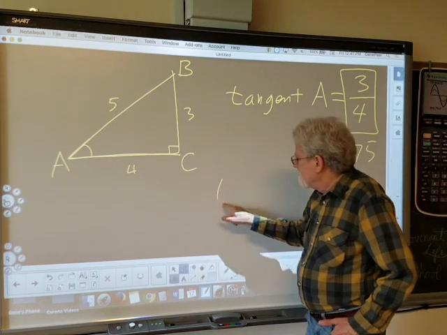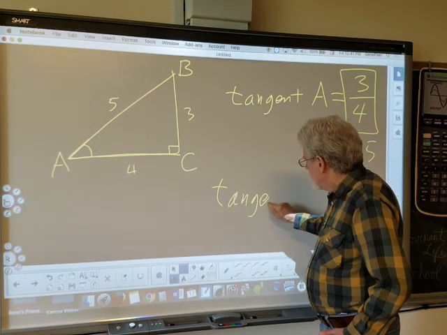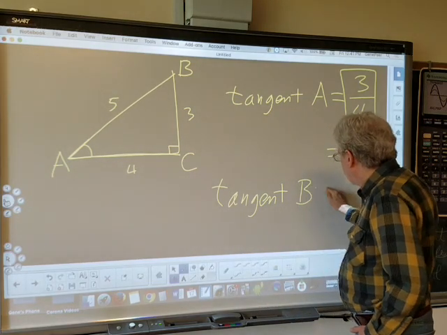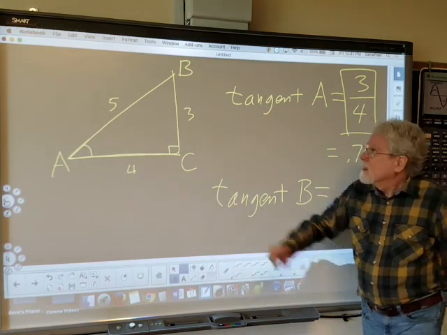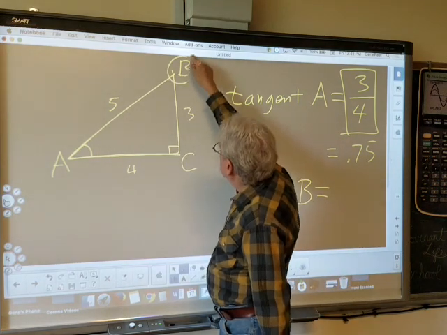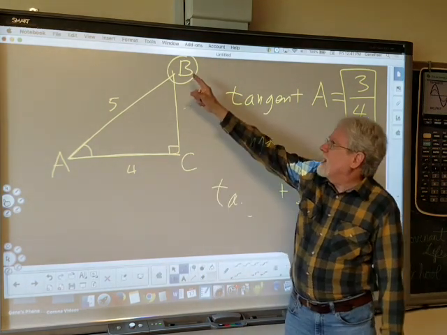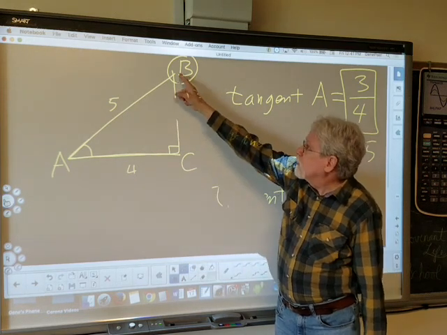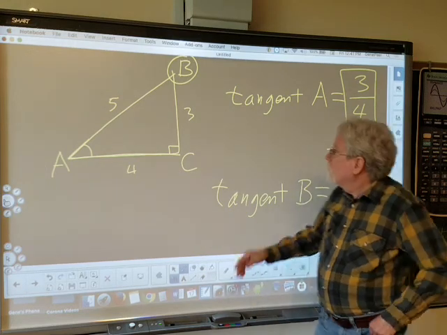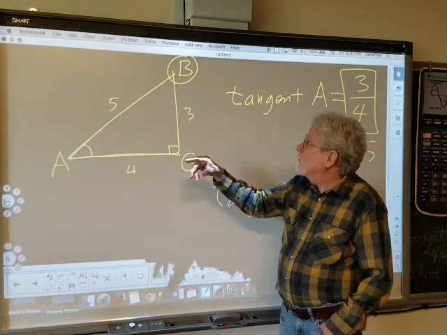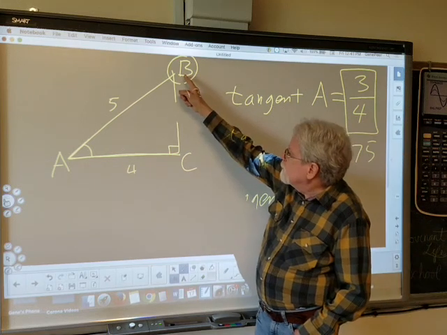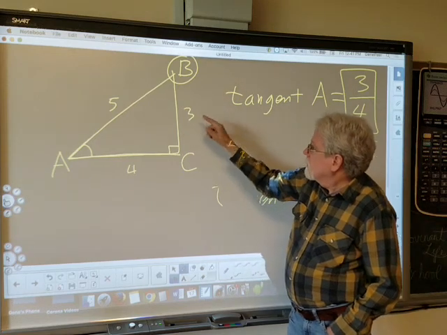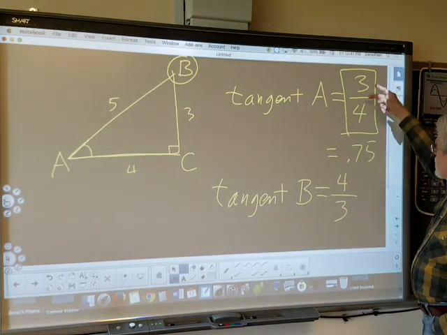What would be the tangent of angle B? The tangent of B is different. Because if you put your attention on angle B, which side is opposite angle B? 4. And what's adjacent to B? 3. So if tangent is opposite over adjacent, what's the tangent of B? It would be the opposite over the adjacent. It flips. We've got the reciprocals here.